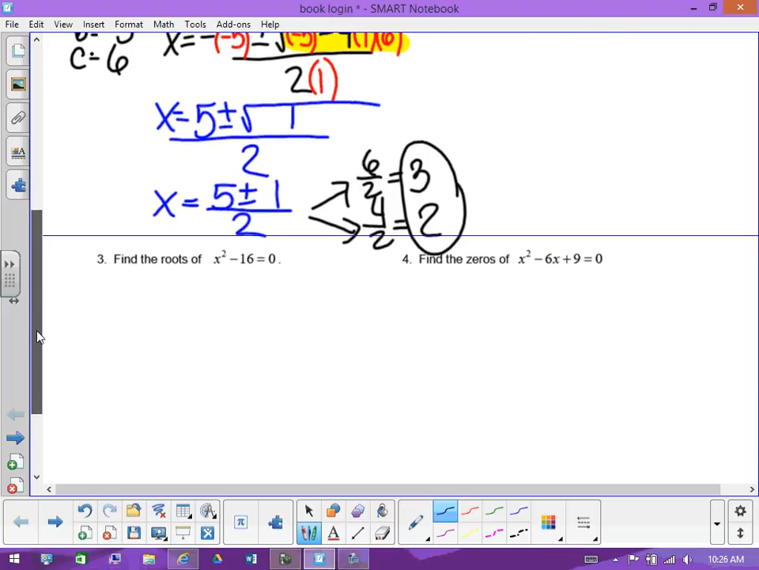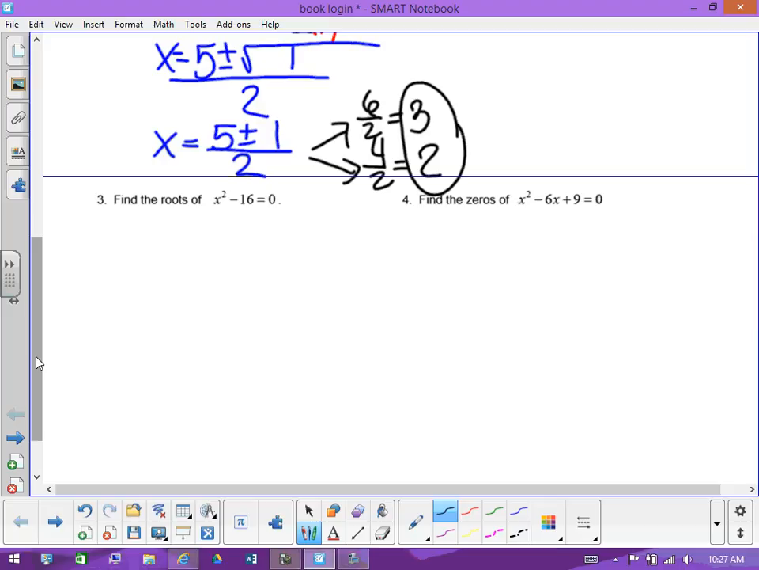We're going to skip number 2 for a minute because that's the problem. Look at number 3. If I was going to assign A, B, and C, what's A in that problem? 1, because that's what's in front of X squared. What's B? 0, because B goes with the X term. There isn't an X term. C is negative 16. Now, if we work that out, we would get our answers.